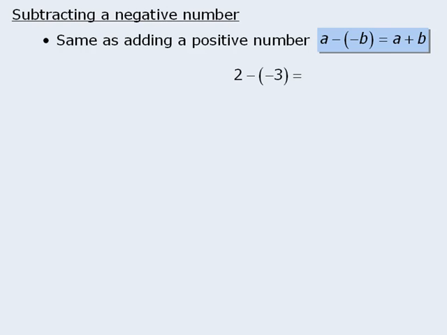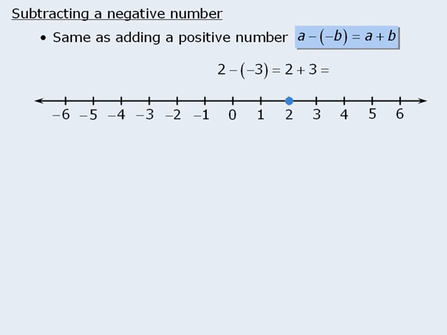So for example, to evaluate 2 minus negative 3, we first rewrite it as 2 plus positive 3. Now we already learned how to add positive numbers. The rule is to move to the right along the number line. So we start at the position of the first number, which is 2, and from here we move 3 spaces to the right to end at 5. So 2 minus negative 3 is the same as 2 plus positive 3, and this is equal to 5.